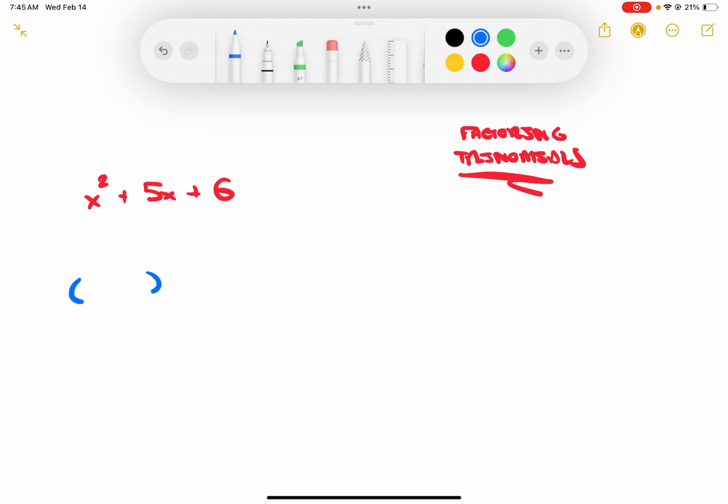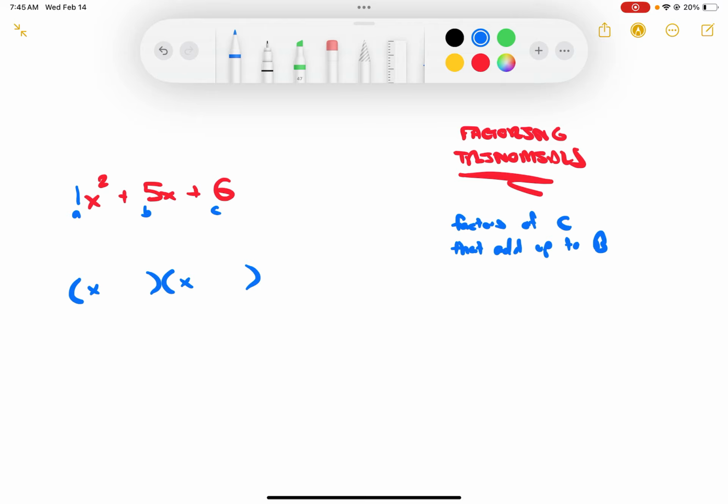It's going to be two sets of parentheses. The first slots are going to be filled in with x's. And the second slots are what we're going to be looking to fill by using the second and third numbers. So as we know, we can identify these by their a, b, and c values. And the goal is to find factors of c that add up to b, or in other words, factors of the last number or the last constant that add up to the second number or the second coefficient.